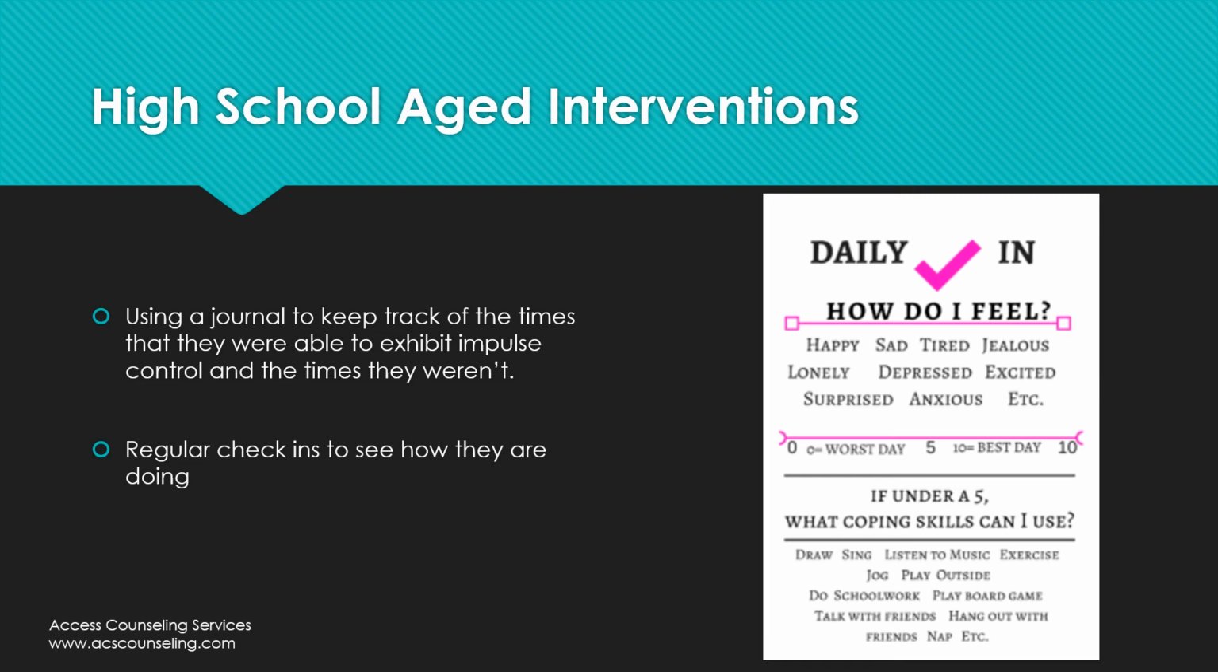And then from there, if it was under a 5, what coping skills can I use? Draw, sing, listen to music, exercise, jog, play outside, do schoolwork, play a board game, video games, that kind of stuff, talk with friends, hang out with friends, nap, etc. So they can kind of express how they're feeling, what number they're at in that feeling, and then maybe a reminder of, oh, these are some coping skills I can use to help me get above a 5 and feel a little bit better.